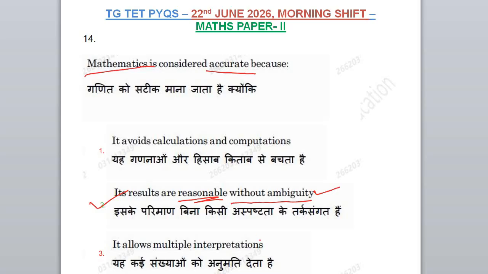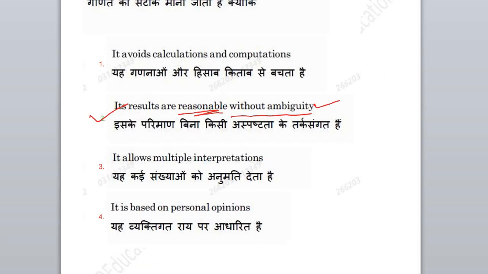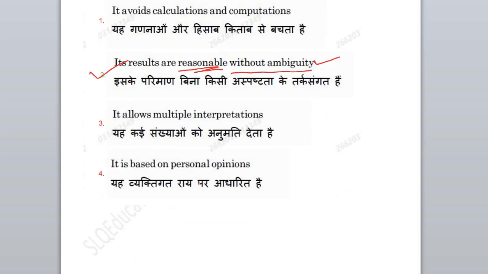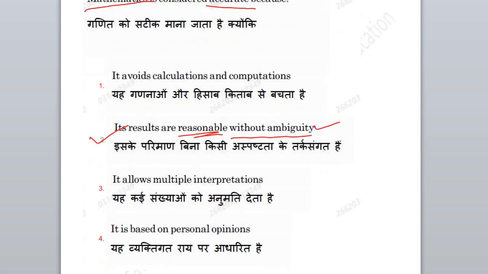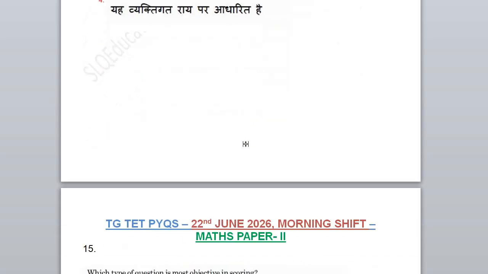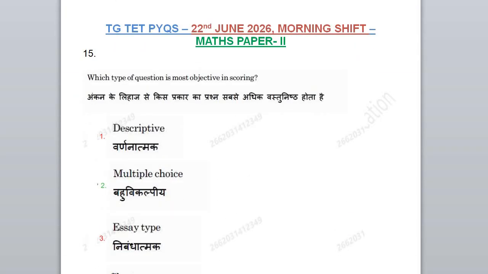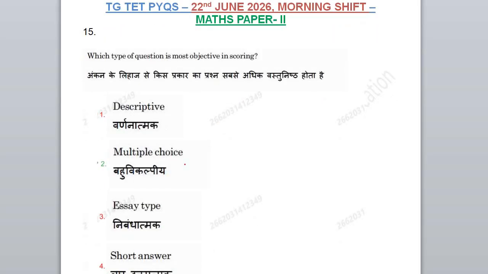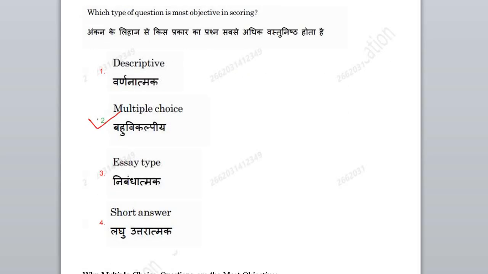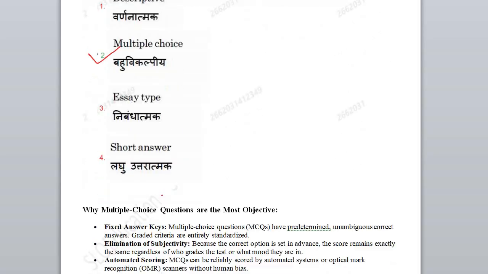It allows multiple interpretations. कई इंटरप्रिटेशंस निकालते, ये मतलब नहीं. तो it is based on personal opinions, ये भी नहीं. So mathematics is considered as accurate because correct answer, suitable answer, its results are reasonable without ambiguity, without any doubt. Ambiguity मतलब doubt है. Which type of question is most objective in scoring? Most objective scoring करने के लिए कौन सा टाइप ऑफ क्वेश्चन रहता है? मल्टीपल चॉइस क्वेश्चन मोस्ट ऑब्जेक्टिव इन स्कोरिंग रहता है. डिस्क्रिप्टिव भी नहीं रहता, एसे टाइप भी नहीं रहता, शॉर्ट आंसर रहता है.